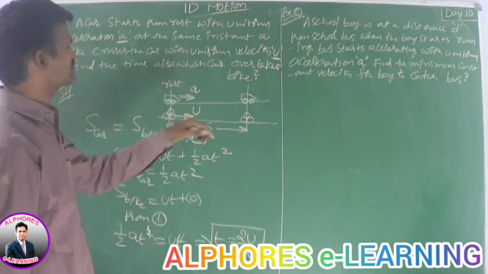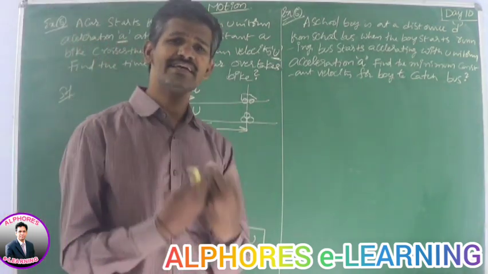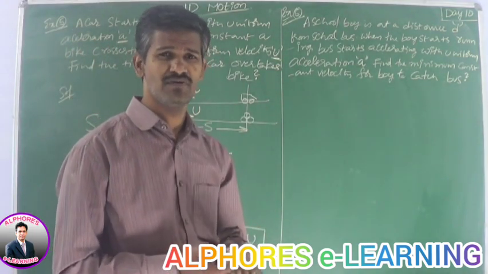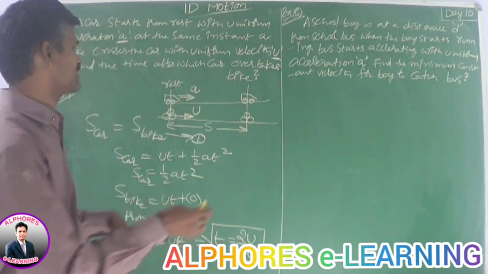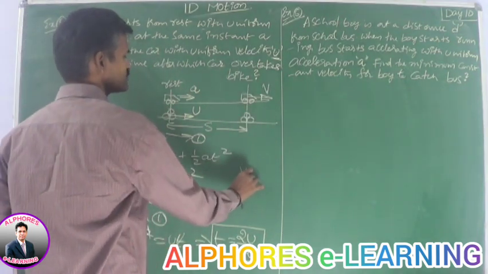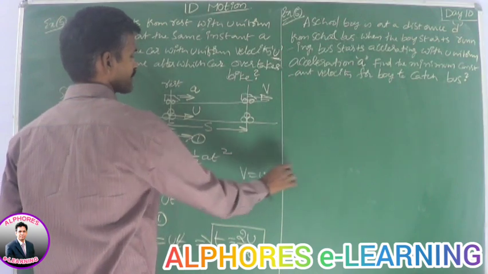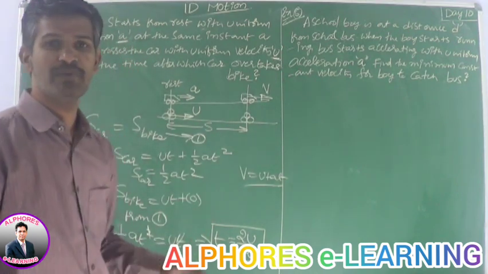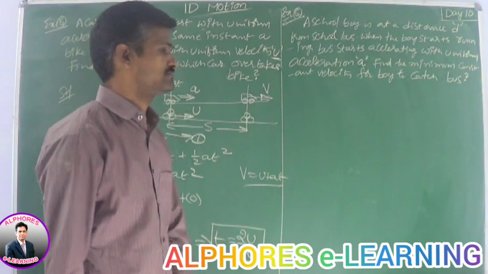Next, in the next problem or in tomorrow's exam problem, they may ask you to find the velocity of the car at that instant. If they want you to calculate the velocity, you can use v equal to u plus at. You can use v equal to u plus at to solve for the velocity of the car.